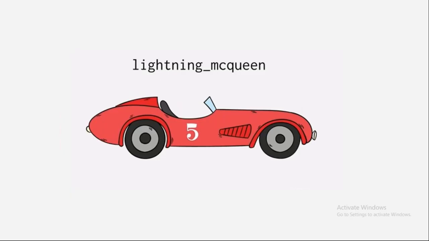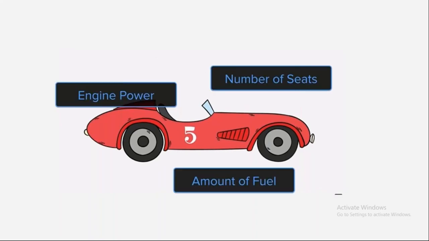So let's say you have a car. Some of you might have a car, some of you might not. I also don't have a car, but I have learned a lot of stuff about cars that I can brag that I do have one. So let's say that you have a car, and you give that car a name, Lightning McQueen. So what exactly does that mean?